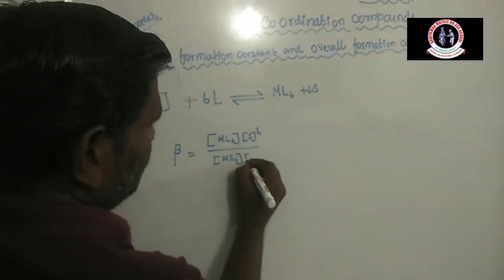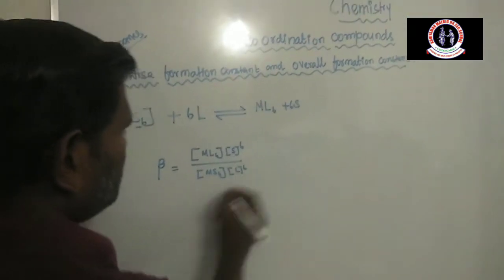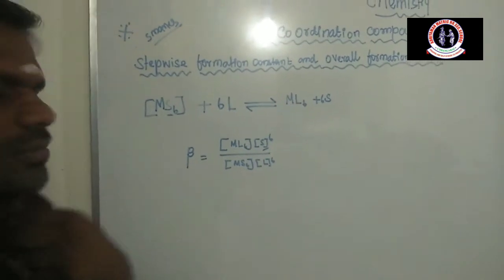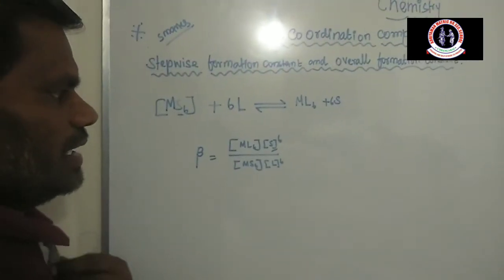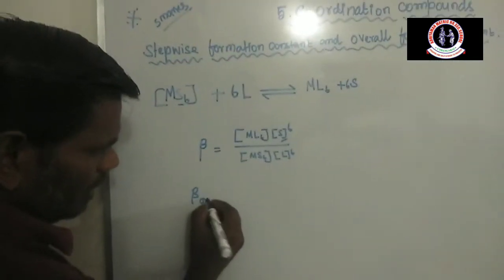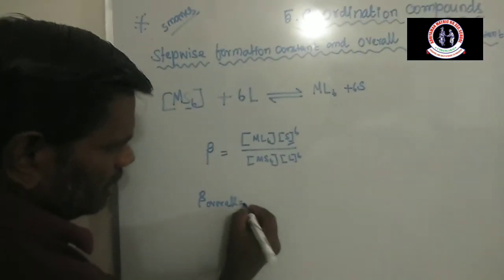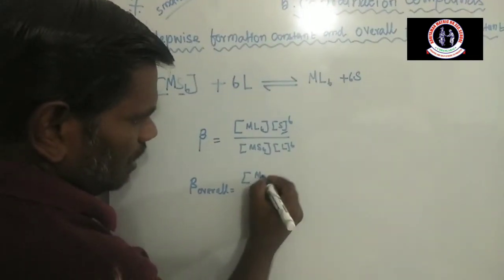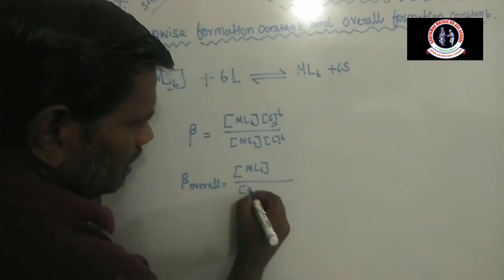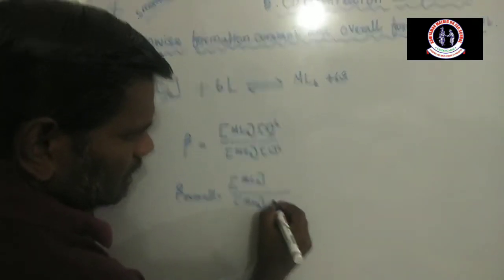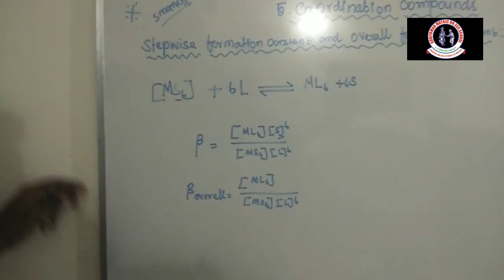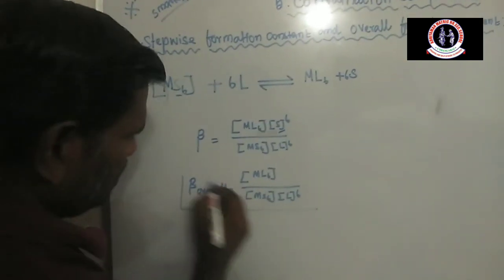MS6 divided by L6. Here the solvent is in excess amount, so it is ignored and taken as 1. So beta overall is equal to ML6 divided by MS6 into L6, which is the overall formation constant.